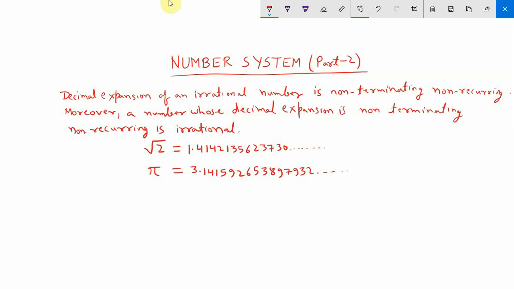As an approximation, sometimes we use pi as 22 by 7. As we see, 22 by 7 is a rational number and pi is an irrational number. Okay, friends? But this is only an approximate value. Pi is not in actuality equal to 22 by 7. It is approximate only.